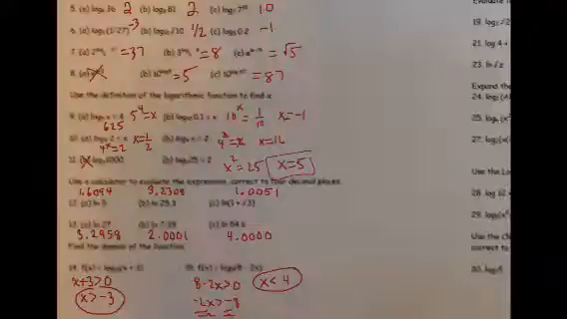Divide by negative 2, right here. So remember, whenever you divide by a negative, the inequality switches direction. So from x greater than, it becomes x less than. So x is less than 4.